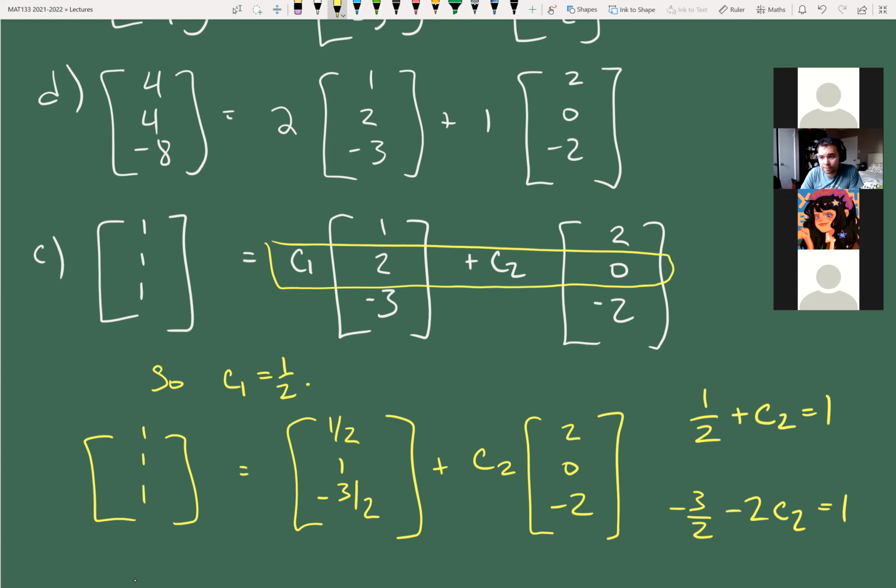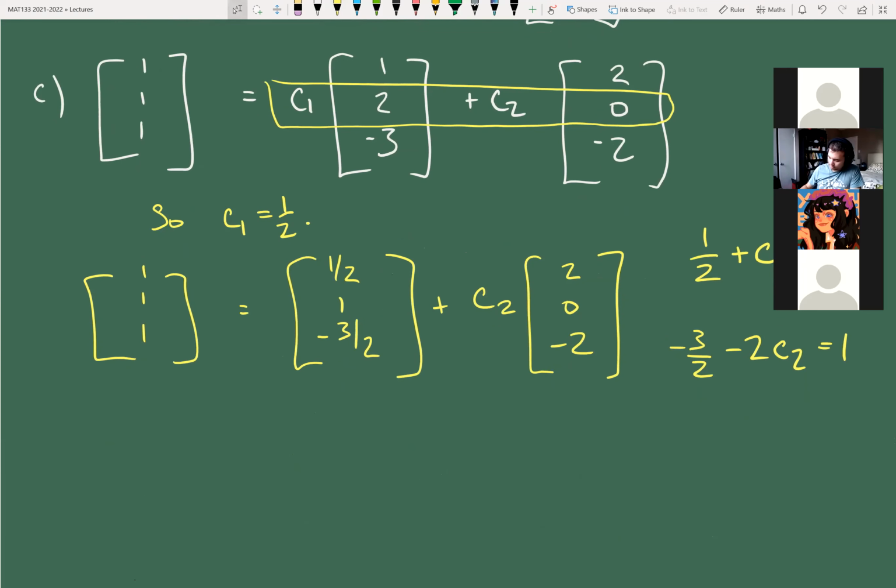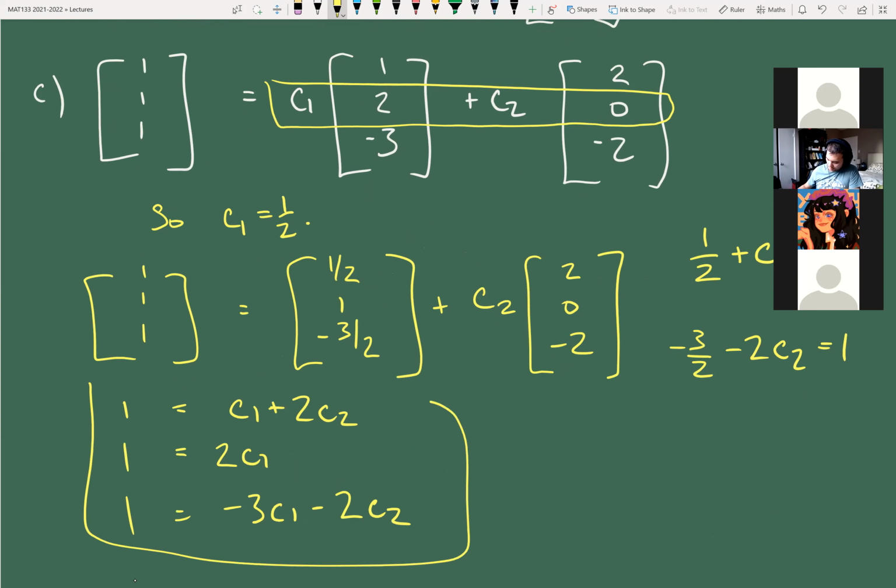So if you wanted to do it directly without doing process of elimination, this is how you would do it. Until I teach you the better way, which I will very, very soon. Notice as well, this is actually a linear combination problem. If you were to write out the linear system here, you get C1 plus 2C2, 2C1, and -3C1 minus 2C2. So it's possible to translate between being a linear combination problem and being a linear system.